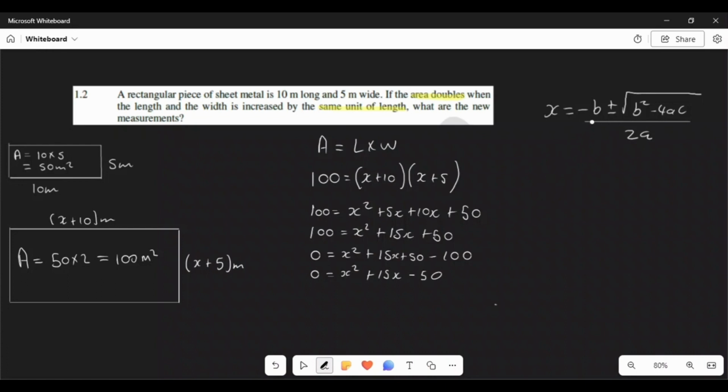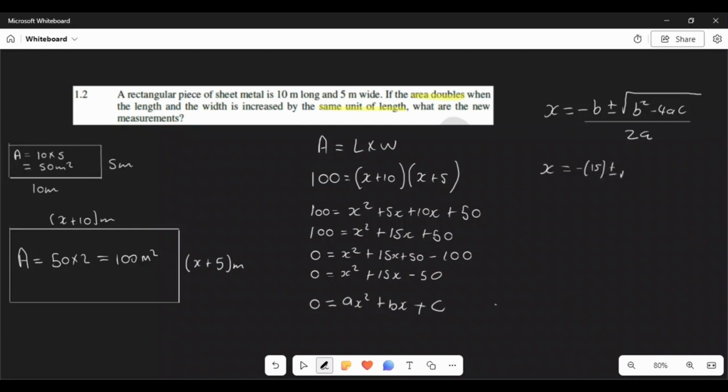Right, so from here we just substitute. Remember, this is from this equation here, the quadratic formula. We know that a is the coefficient of x squared, b is the coefficient of x, and c is the constant. So you look at this and see whether they correspond. So let's substitute here. What is our b here? When you look at our b, it's the coefficient of x, it's going to be 15, so it's going to be negative 15. There we go. Plus or minus.